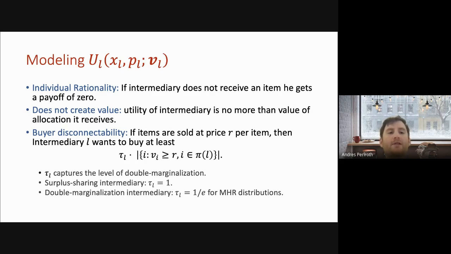The idea behind that is that tau L captures the level of double marginalization. For instance, in the case of a surplus sharing intermediary, since the intermediary wants to maximize the value of the buyers, he will always want to purchase if a buyer wants to purchase. Thus, tau L is 1. However, in the case of double marginalization, when the intermediary is a profit maximizer, he will start setting markup fees. And therefore, as we saw in the previous examples, there are sometimes where a buyer would like to purchase the good, but given the fee, it's not going to be worth it for him. So therefore, the probability of trade will not be 1. However, when distributions have nice properties, for instance, a monotone hazard rate, this probability cannot be so small. In particular, for a uniform distribution, tau L is actually equal to 1 over e.